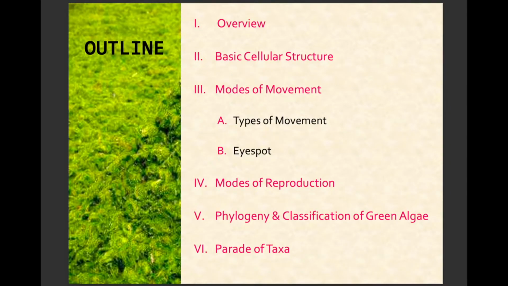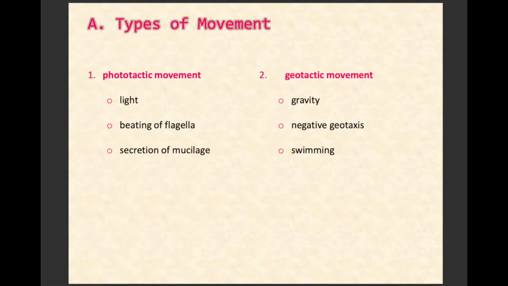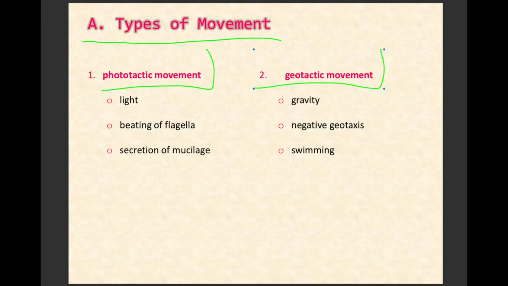Now we'll move on to the modes of movement of your chlorophytes. We only have two topics here, the types of movement and the eyespot. In terms of the types of movement, we only have two: phototactic or geotactic movement. When we say phototactic, it is a response to light, and geotactic is more or less a response to gravity.